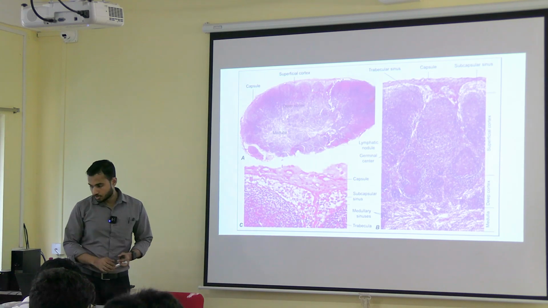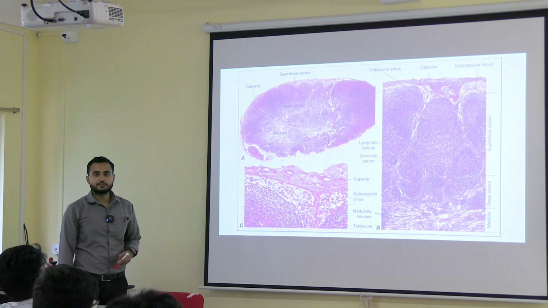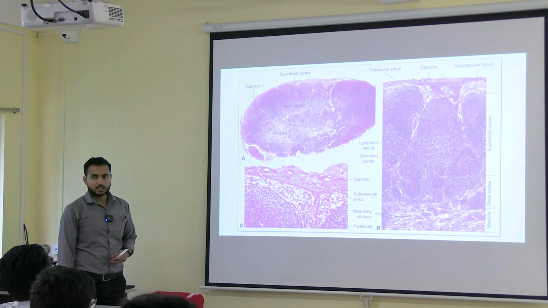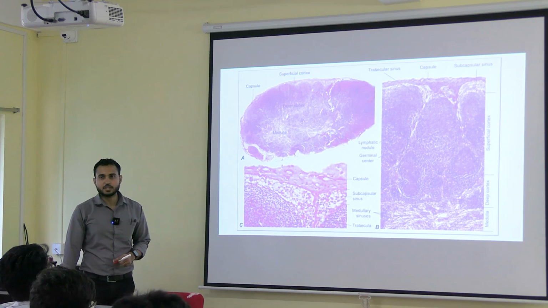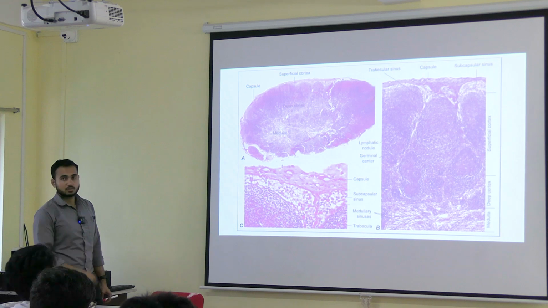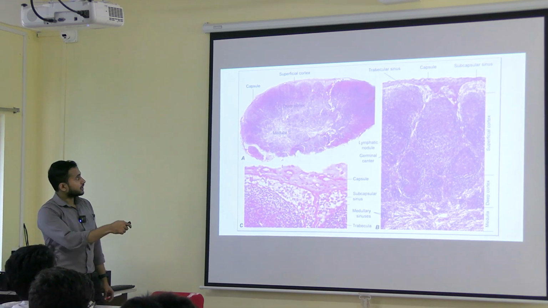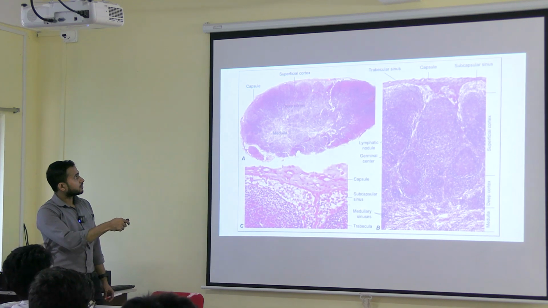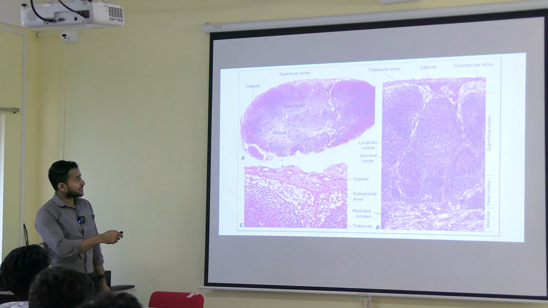Here you can see, so this is a low magnification image of lymph node. Okay, low magnification. Can you identify the capsule over here? यहाँ पे can you identify the capsule? You can't see the capsule. ये देखो, this is the capsule. ये वाला capsule है. Then this is the subcapsular sinus.